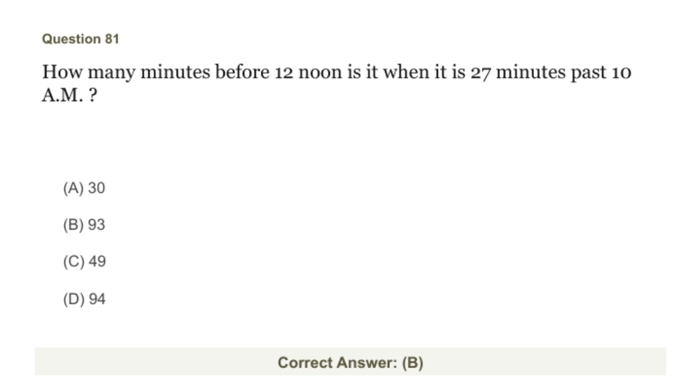First, from 10:27 to 11:00, that's 33 minutes. Then, from 11:00 to 12:00, that's another 60 minutes. Adding those together, 33 plus 60 gives us 93 minutes. Since the question asks for how many minutes before 12 noon it is at 10:27 a.m., the answer is 93 minutes. And that's why the correct answer is option B.